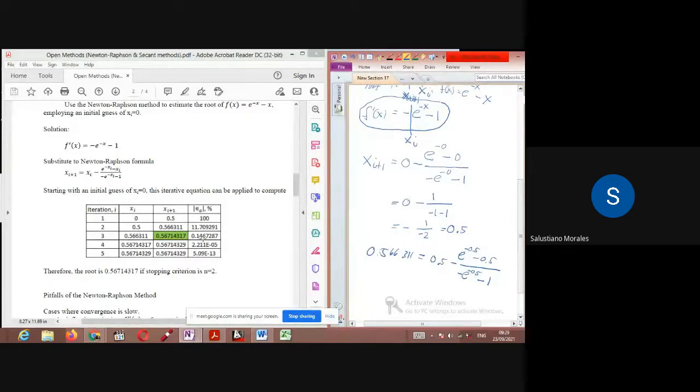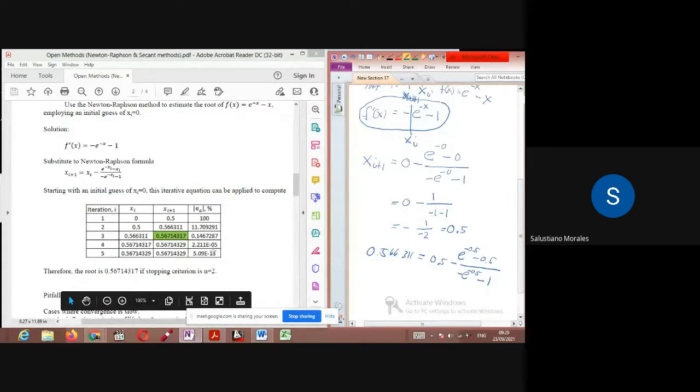So we can stop at that and we conclude that the root now is equal to that value, the one highlighted in green, 0.5671317, okay? So if the stopping criterion is n equal to 2, then iteration number 4, iteration number 5, even without those. But we just showed it here.